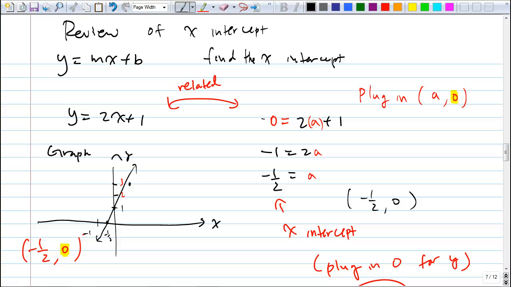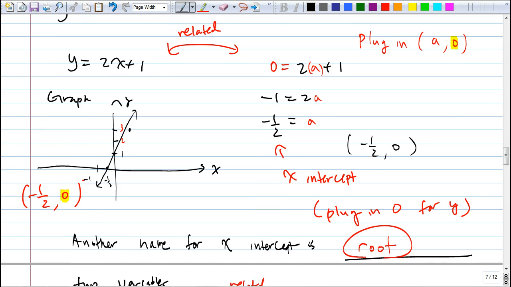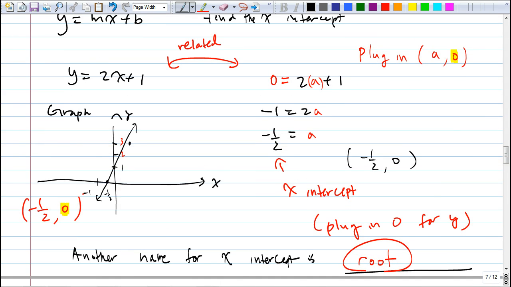By the way, another name for x-intercept is called, anybody know what it's called? It starts with R. It's kind of like a tree, because you could think of an x-intercept as the ground, and wherever the graph hits the x-axis is called the root. So another name for the x-intercept is the root. Sometimes we'll refer to it as the x-intercept or the root. Please keep that in mind. It's not really a root, since a root should be underneath, but anyway, that's what it's called. So where the graph hits the x-axis is the x-intercept, and another name for it is the root.